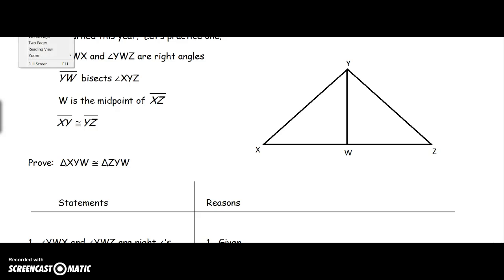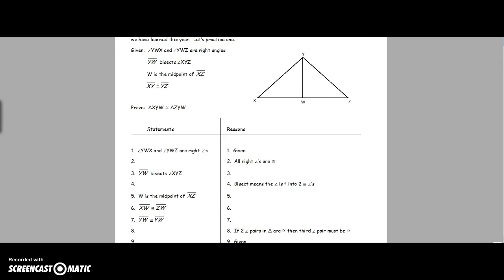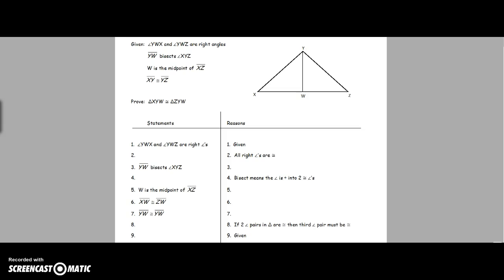Now I'm going to adjust my screen so you can see the whole thing. It's a little small, but we'll get through it. Our first given here says angle YWX and angle YWZ are right angles. And if you look down in your statements, we have it written as number 1. Every time you write a statement, you have to explain why you said that. You can't just say, oh, this is congruent to this because I think so. It has to be proven mathematically.